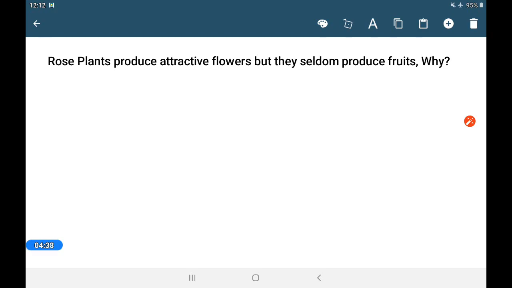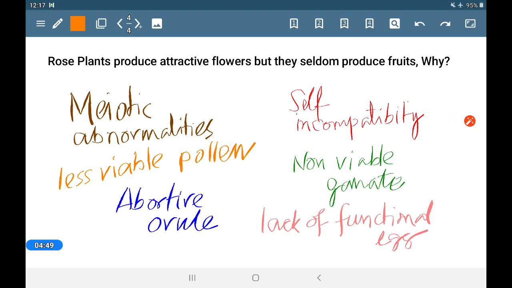Next, rose plants produce attractive flowers, that you know, but they seldom produce fruits. Why so? Rose plants produce attractive flowers, but we have seen fruits very rarely. It is because the rose plant is artificially selected and hybrid. It is not the original one. It shows some meiotic problem, some meiotic abnormalities. It can be.